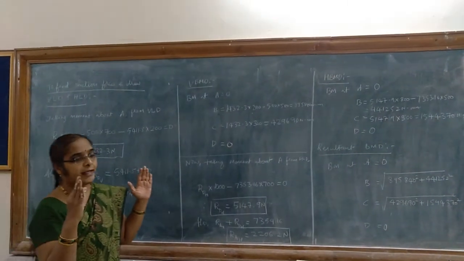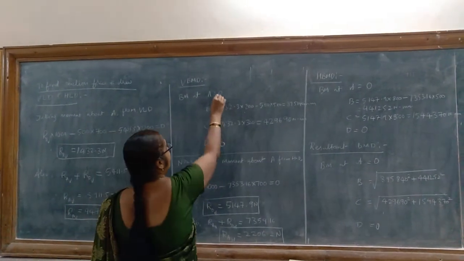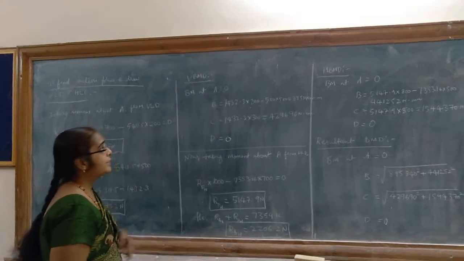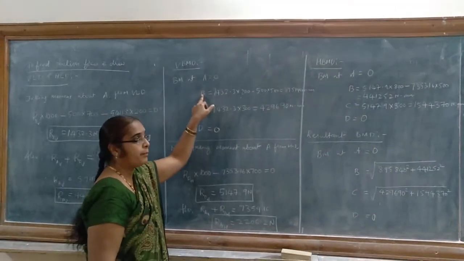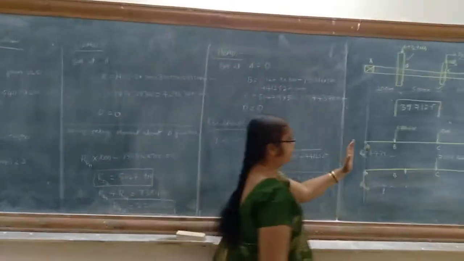Okay, at A and D it will be 0. Directly you can write it as 0. Next, at B, how to calculate the bending moment at B?